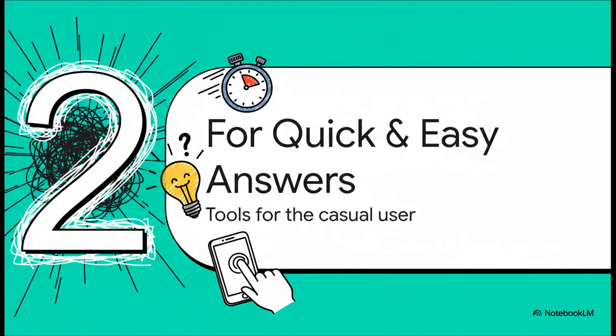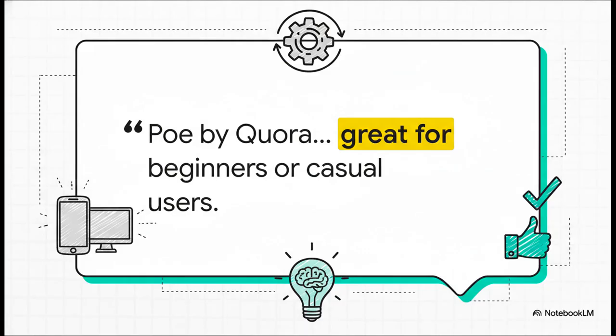Let's start our tour with the tools for those moments when you just need a quick, solid answer. If you're a casual user or you're just dipping your toes in the water, these platforms are designed for one thing: speed and simplicity. They get you what you need without a whole lot of fuss. First up, we've got Poe. This one comes from the team over at Quora. And if you've ever wanted an AI experience that just works, super smooth, right out of the box, whether you're on your phone or your desktop, this is a fantastic place to start.